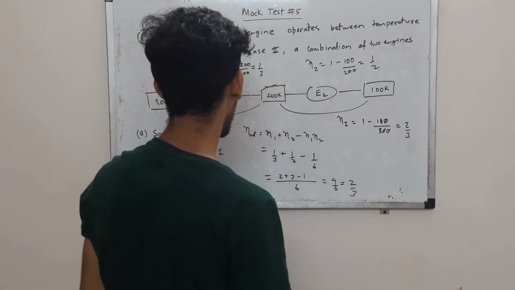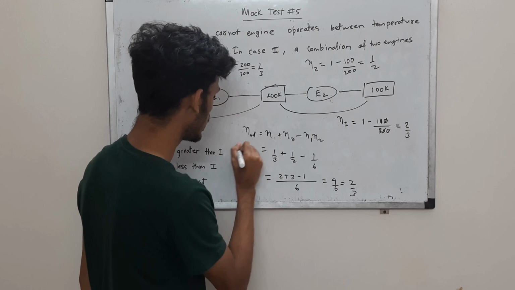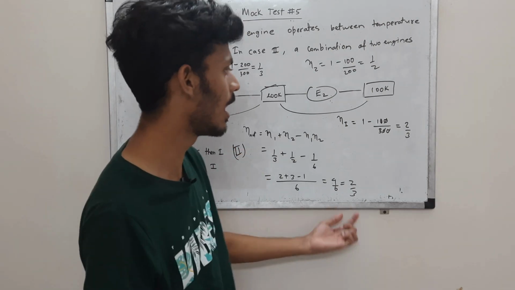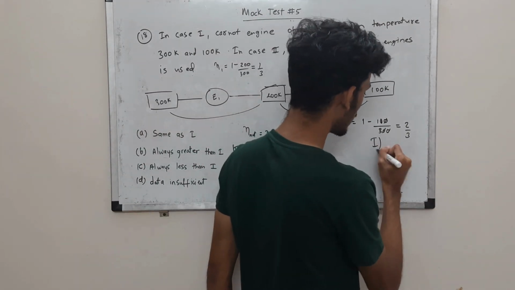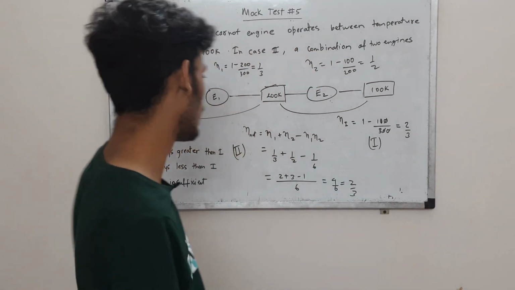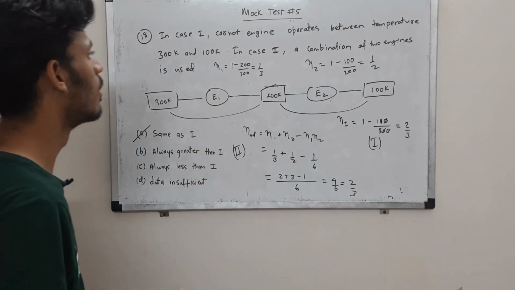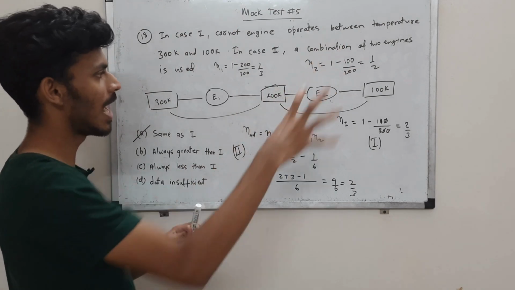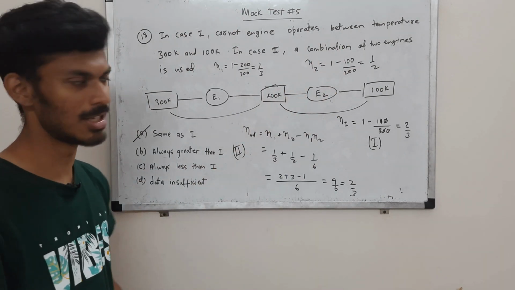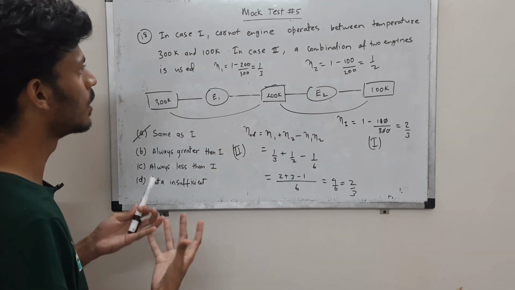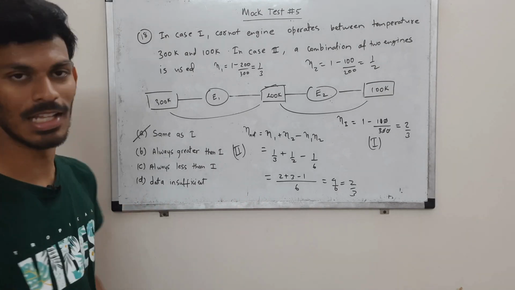So the efficiency in the second case is 2 by 3, and the efficiency in the first case coincidentally is also 2 by 3. So in this case both the engines in case 1 and case 2 have the same efficiency. So that's our answer. Let's move to the next question.